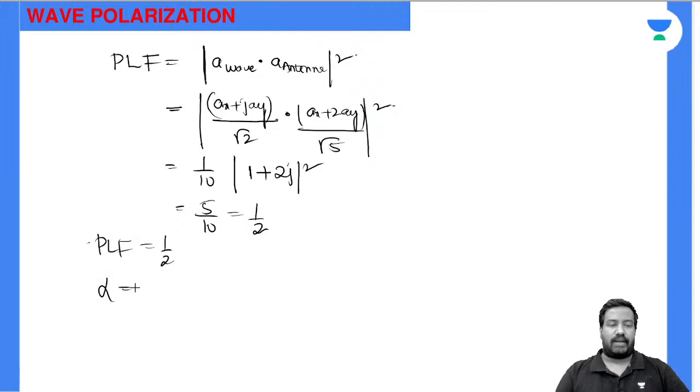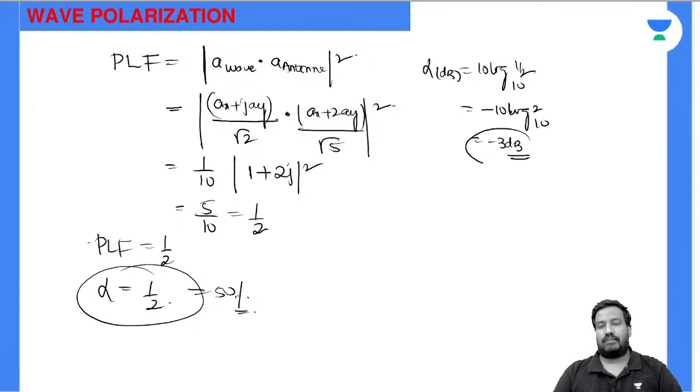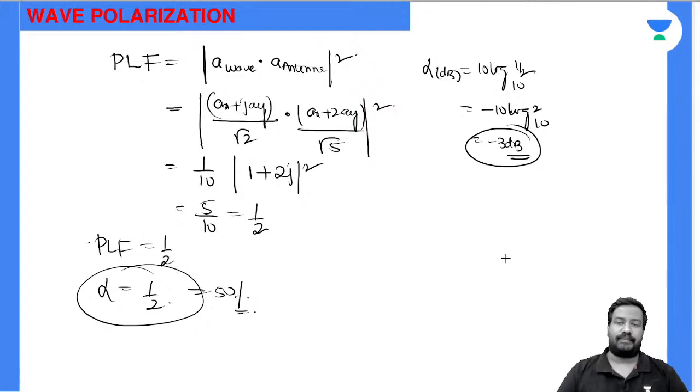Then attenuation is the complement of the polarization loss factor. It is also 1 by 2, meaning 50% attenuation. Attenuation in decibel: 10 log 1 by 2 to base 10, which is minus 10 log 2 to base 10, minus 3 dB.